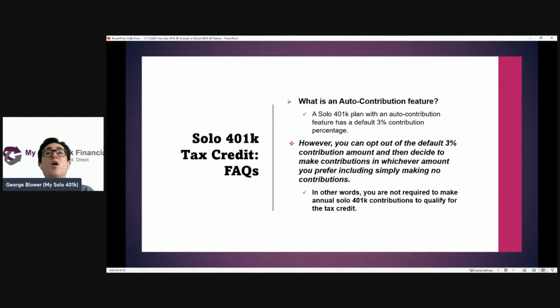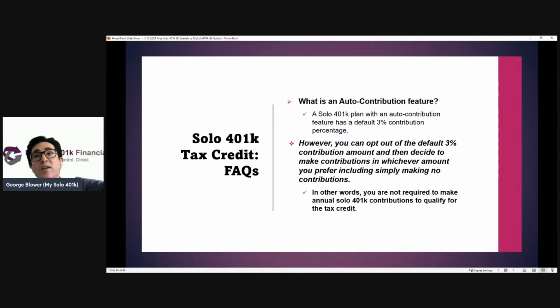And then the individual sets up a plan like ours that includes the auto contribution feature. So what is the auto contribution feature? It sets a default 3% contribution percentage. But the individual, the self-employed person, the solo 401k owner, has to be given the option to opt out, right? That's what the feature requires. So the self-employed individual could opt out of the default 3% contribution amount.